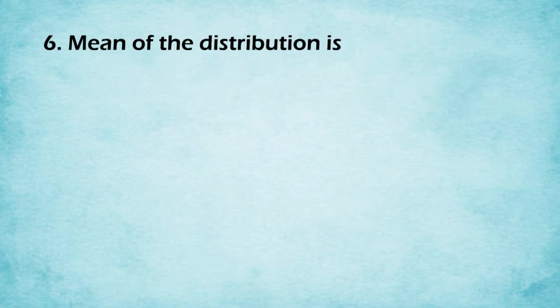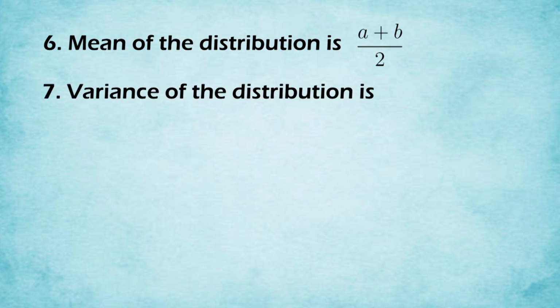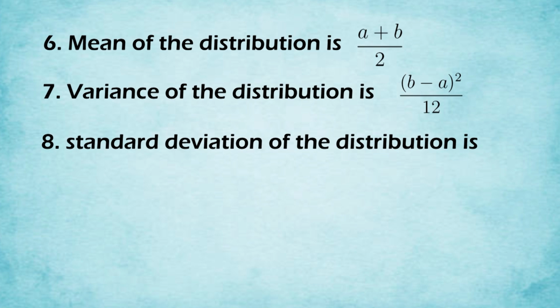The mean of a continuous uniform distribution is (a + b)/2. The variance of a continuous uniform distribution is (b − a)² divided by 12. The standard deviation of the continuous uniform distribution is the square root of (b − a)² divided by 12.